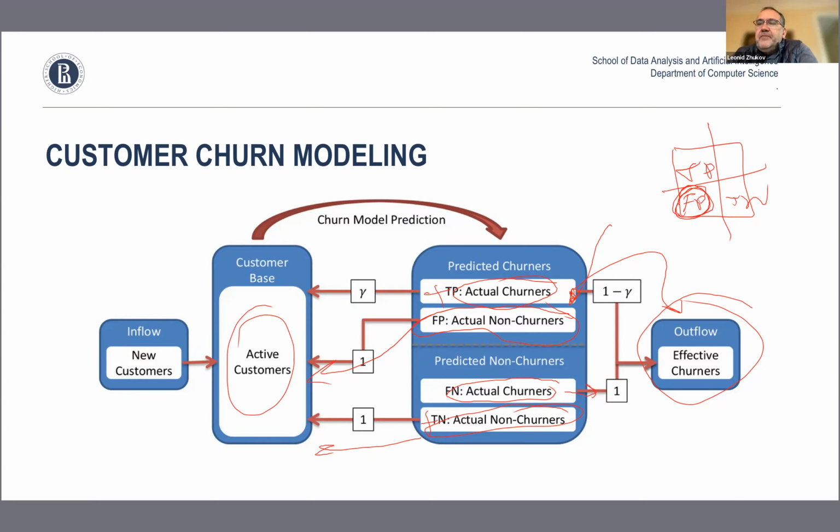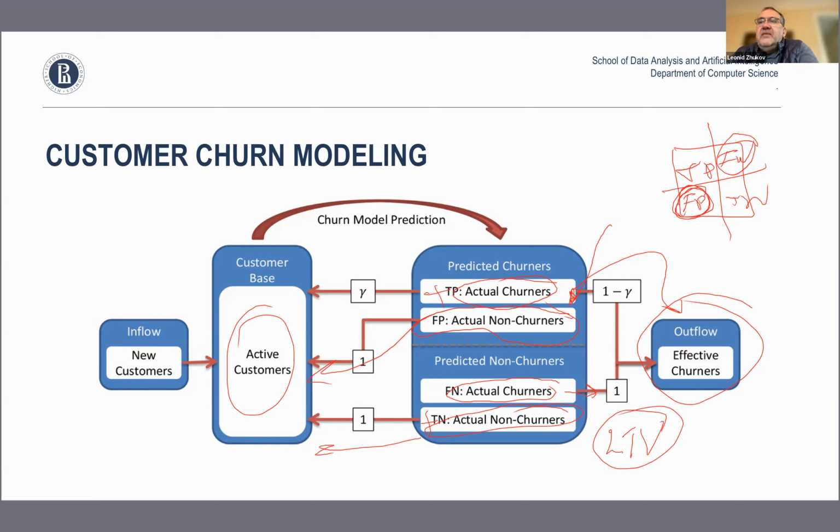And when we predicted actual non-churners and they didn't churn, okay, good. But then when we predicted that somebody's not going to churn, but they do churn, so we have false negatives, then this is a big problem, because depending on customer LTV, we could lose a lot of money that we could have earned from those customers if they stayed.